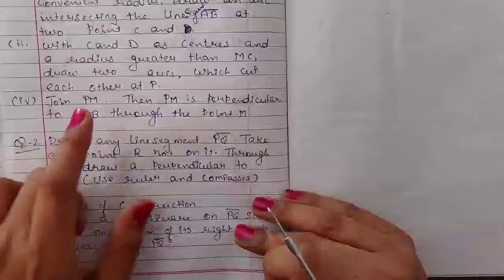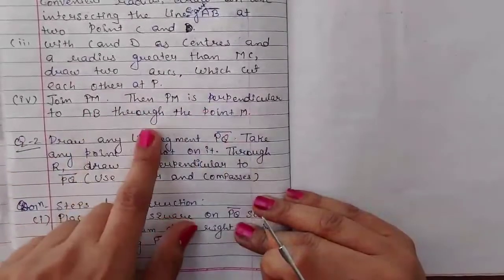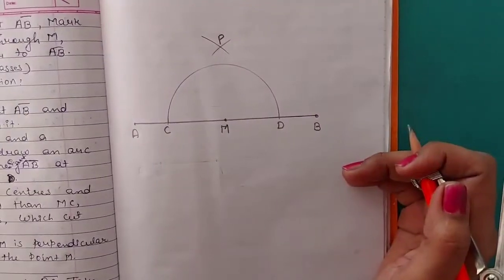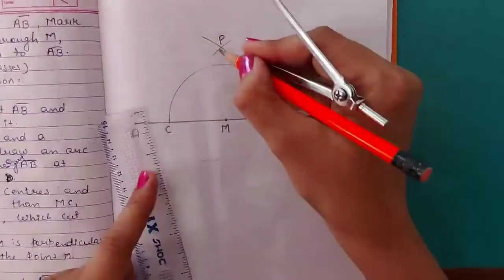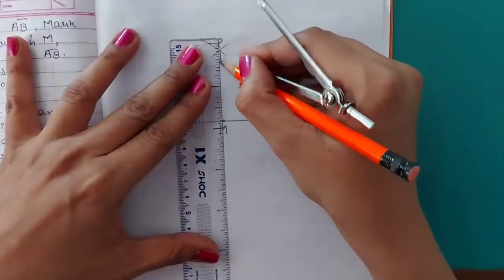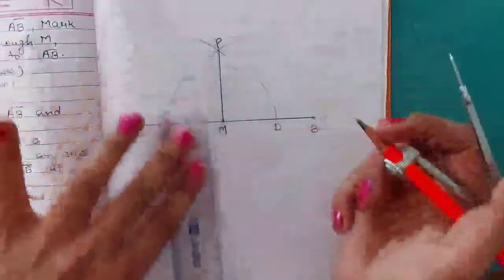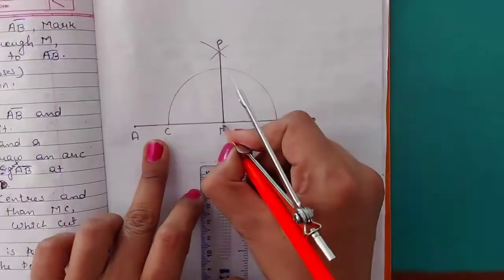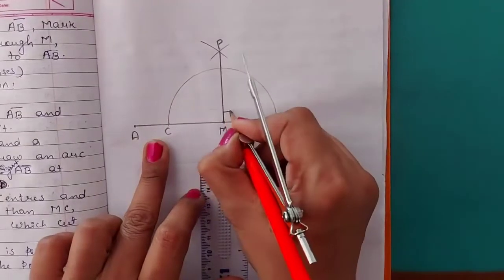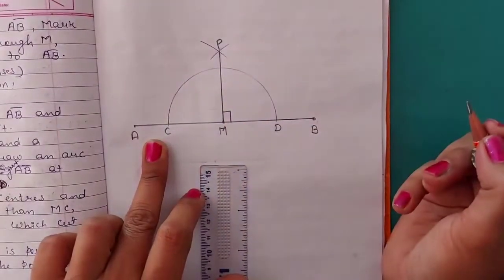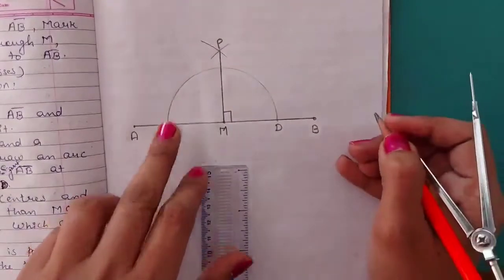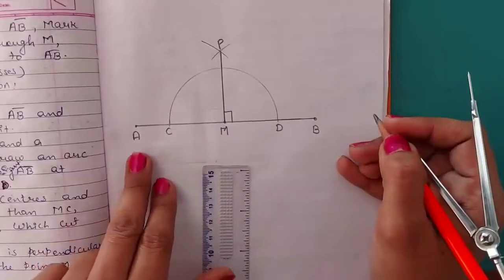Last step is join PM. Then PM is perpendicular to AB through the point M. Now students, let us join PM. This is our P intersecting 2 arcs and this is our M. We will join PM. You can see this PM line segment is perpendicular to AB. Why? Because this is 90 degree. And if the line segment is perpendicular, then it is 90 degree. Hence, the PM is perpendicular to AB.